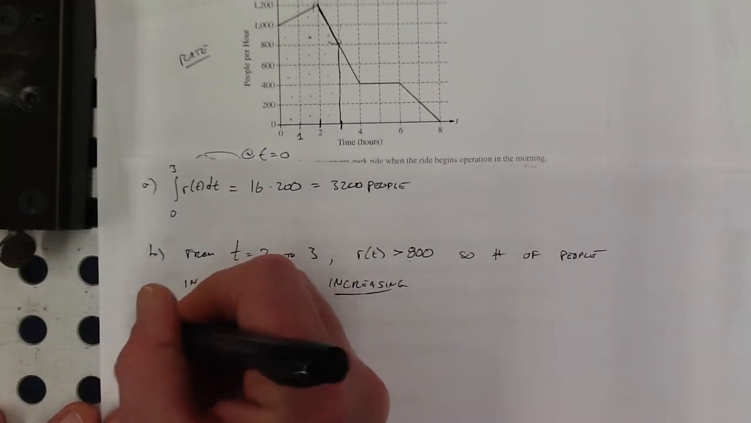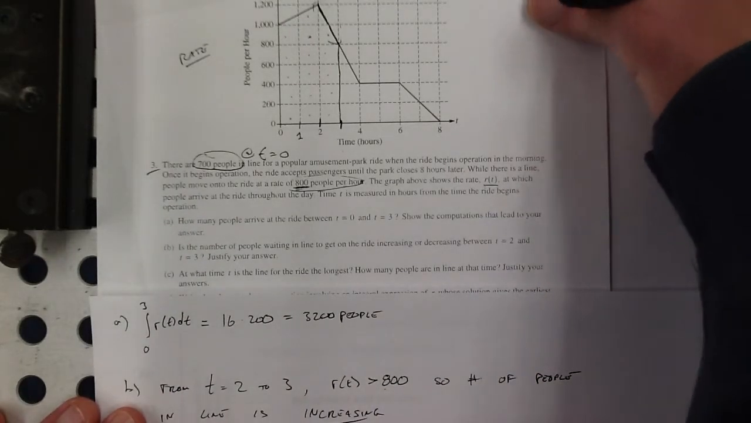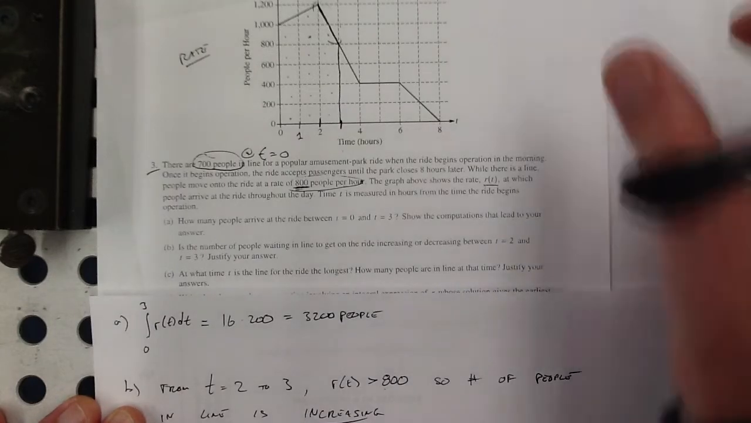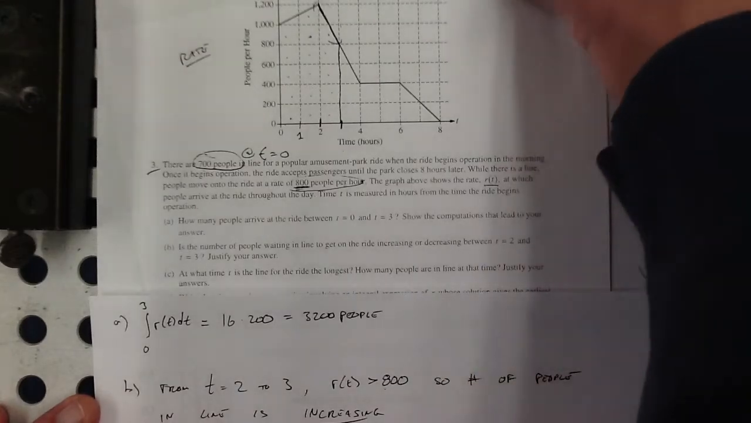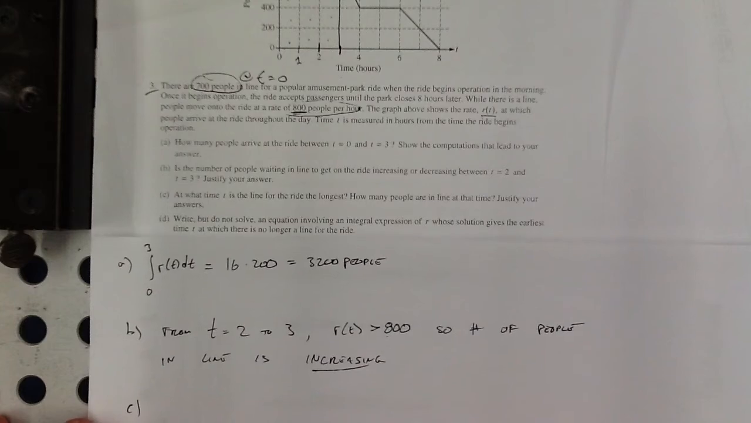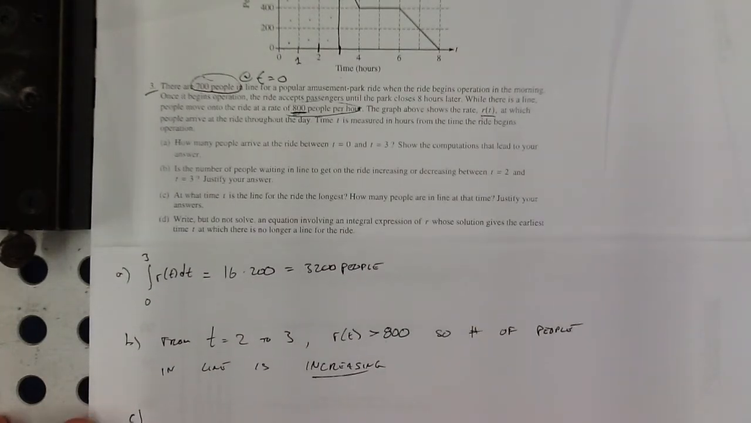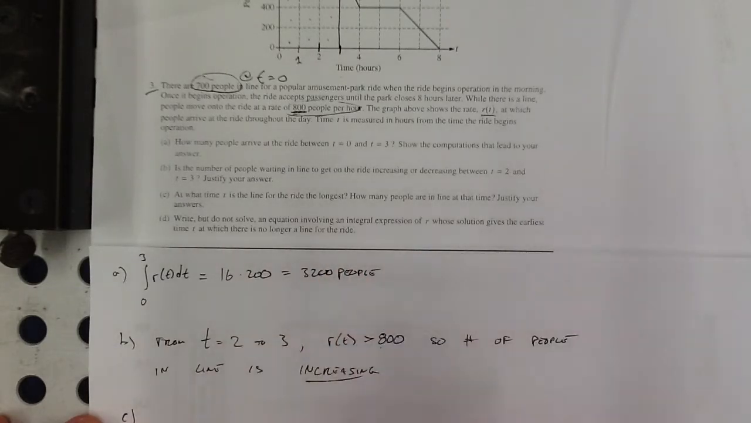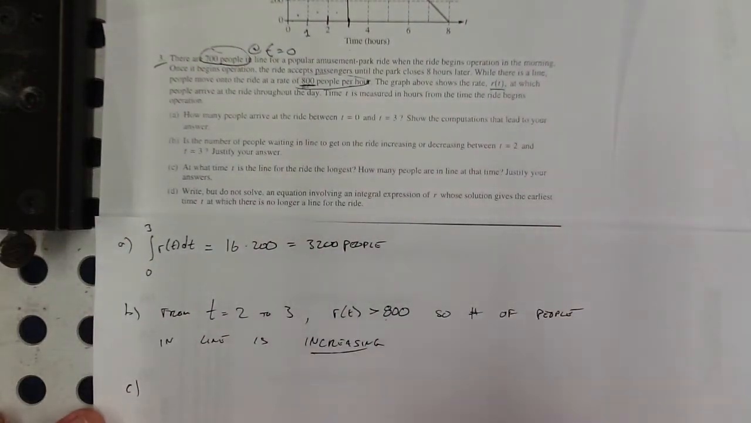Okay? Part C, at what time t is the line for the ride the longest? And then how many people are in line at that time? Okay, so if we're going to figure that out, there's a couple ways you can do that. I think what I would like to do is actually just make a function using an integral that shows us how many people are in the line.